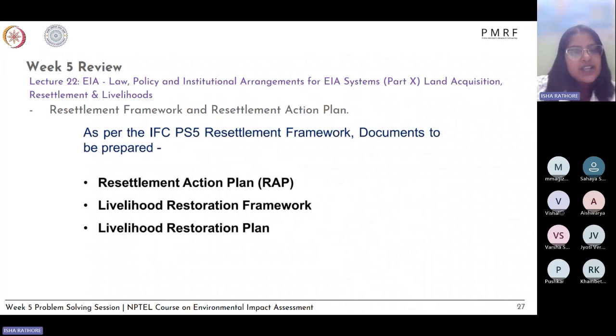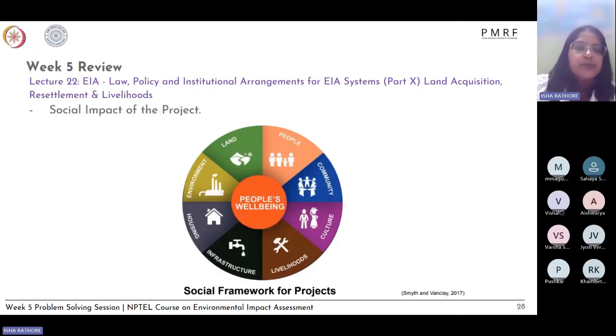As per the International Finance Corporation Principle 5, which looks at resettlement, certain documents need to be prepared. These are the Resettlement Action Plan or the RAP, the Livelihood Restoration Framework, and the Livelihood Restoration Plan. So three documents need to be prepared.